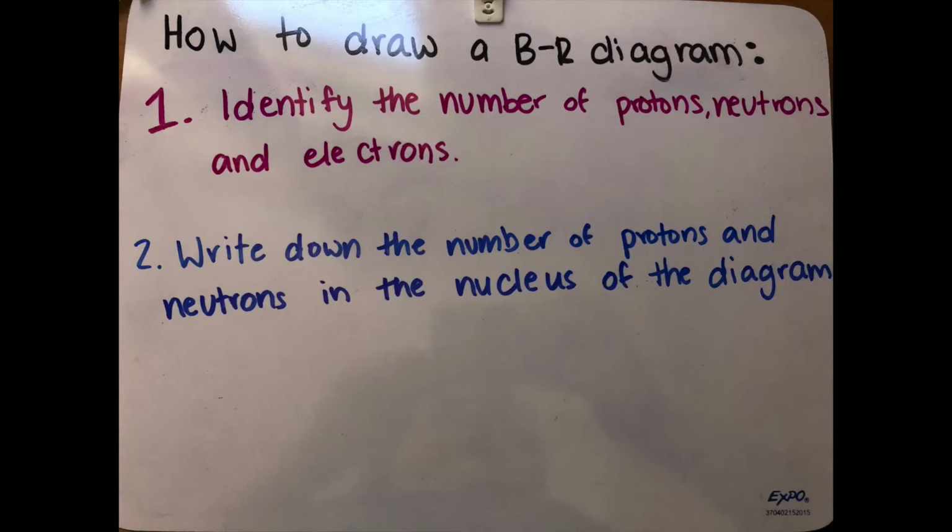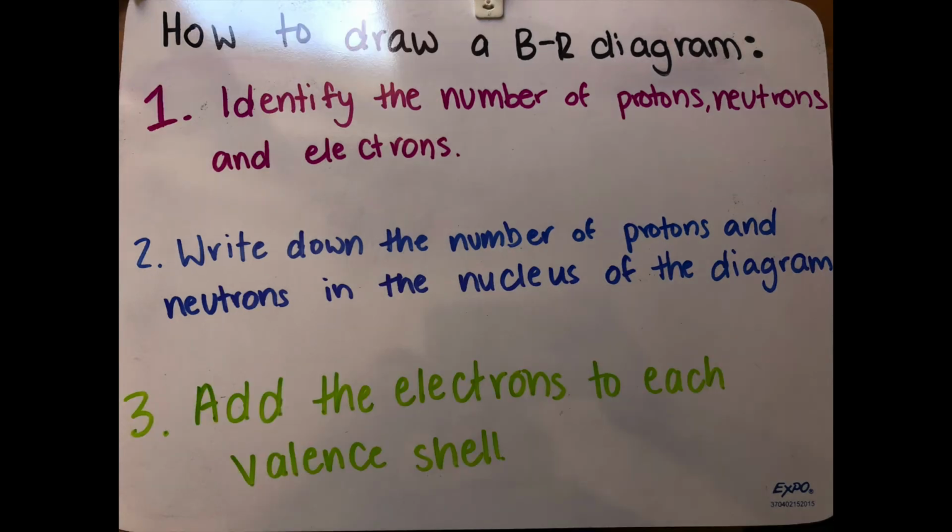The next step is to write the number of protons and neutrons in the nucleus of the diagram. And lastly, we add the electrons to each valence shell.